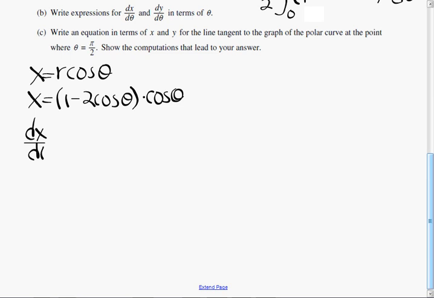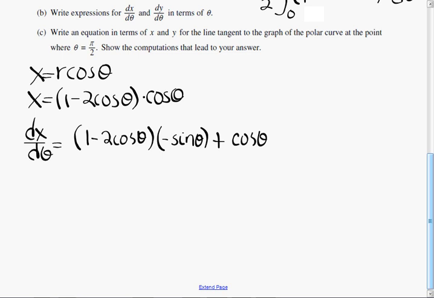So what's dx d theta? Trevor, what's dx d theta then? David? It's the first one? Yeah, you should do it. Watching isn't going to do you much good because you don't internalize it when you just watch. And what's the derivative of cosine of theta? Negative sine of theta. Plus cosine theta times the derivative of 1 minus 2 cosine theta. Okay, Trevor, you should be doing this. What's the derivative of 1? It's 0. Derivative of minus 2 cosine theta is plus 2 sine theta. Is that right?